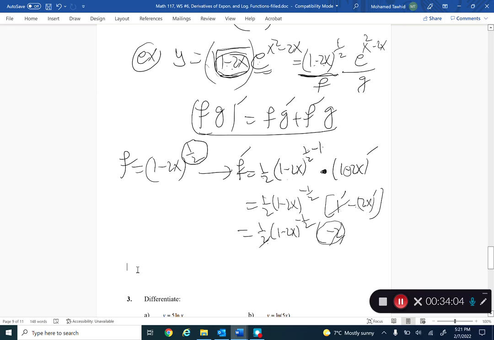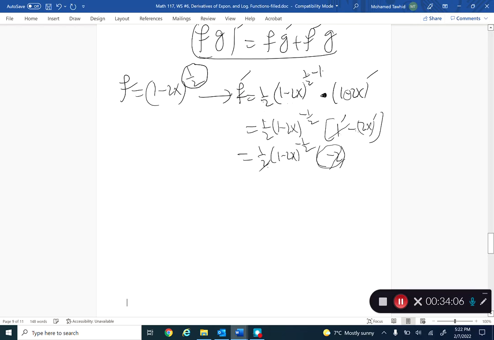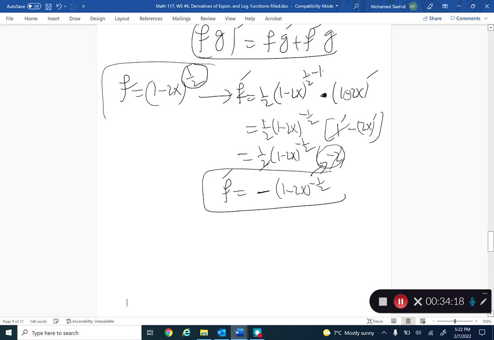So what did I get for the derivative? The derivative here is negative. So f prime is what? Negative, which comes from here, multiplied by 1 minus 2x to the power negative 1 over 2. So that is our f prime. What is your f? Here.